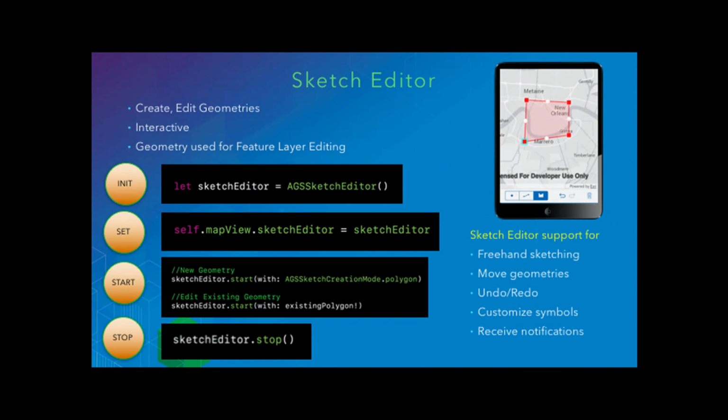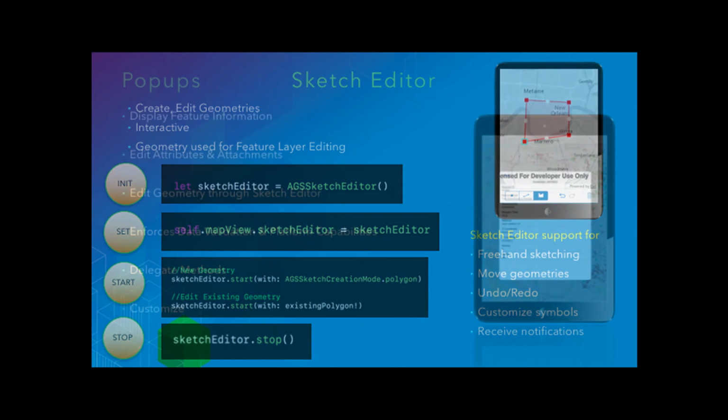Sketching, as I said, supports freehand sketching. You can move the entire geometry. It supports undo redo operation. You can customize the symbols of the default sketch editor. You can choose to receive notification whenever the sketch changes, and so on.